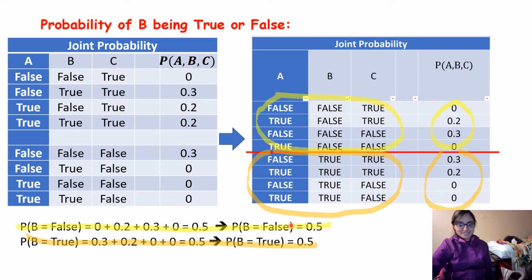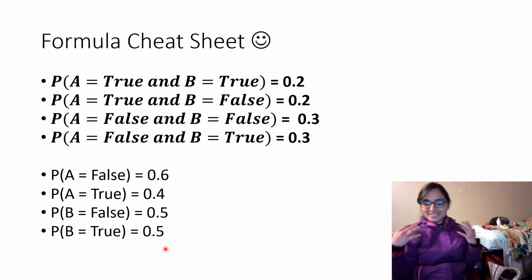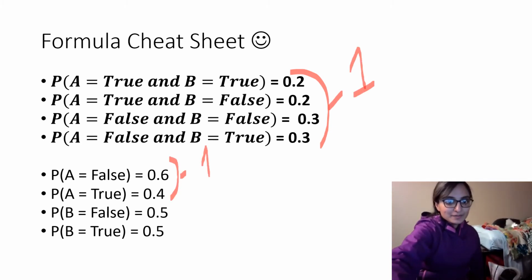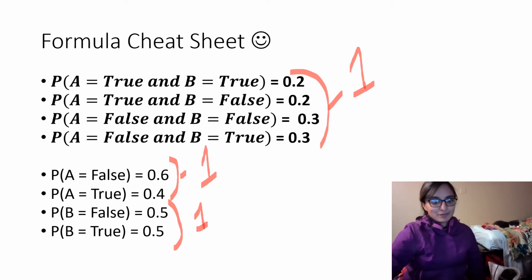So 50% chance that B is false, 50% chance that B is true. Equally likely in this case. So now this is a formula cheat sheet. Again, we have these probabilities I just mentioned, and they add up to 1 here. These also add up to 1, and these also add up to 1. So now we just added in the probability A is false is 60%, A is true is 40%, the probability B is false is 50%, and the probability B is true is 50%.